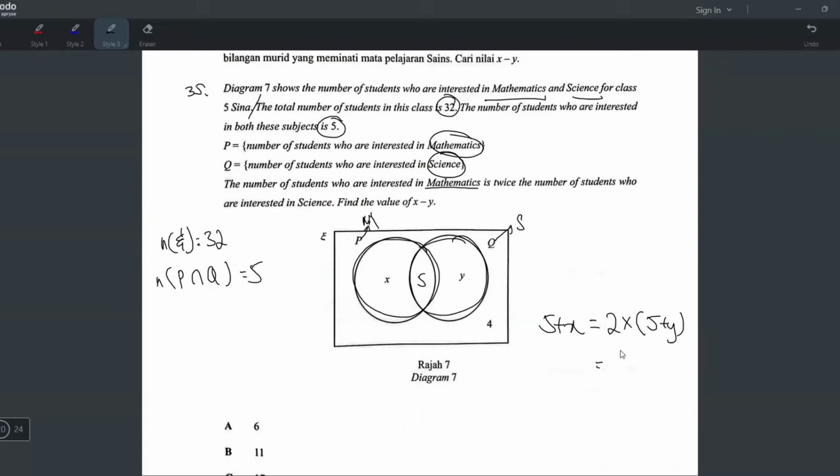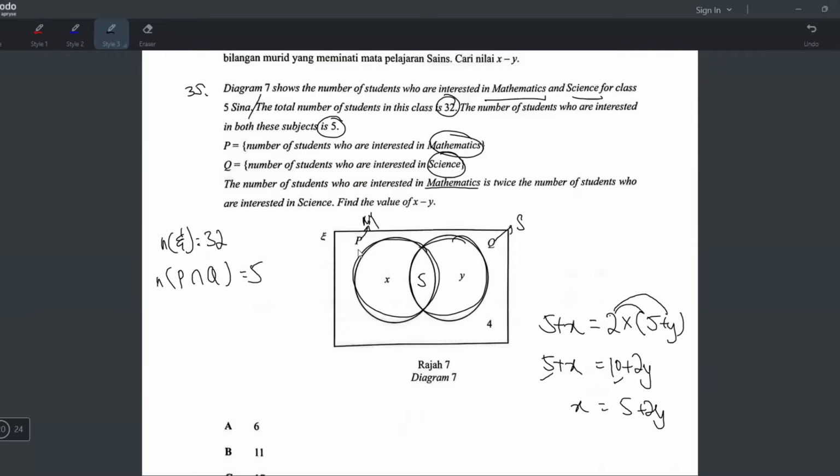Let's expand this. When you expand one term over 2 terms, you have to multiply like this, and you get 10 plus 2y, and then 5 plus x. The x equals, I guess the 5 can go there, so it becomes plus 2y, and the number with number, 10 minus 5, gives 5. We are stuck here because we have two unknowns, right? That means we have to do simultaneous equations. We have to find another equation and then do simultaneous equations, by the substitution or elimination method.